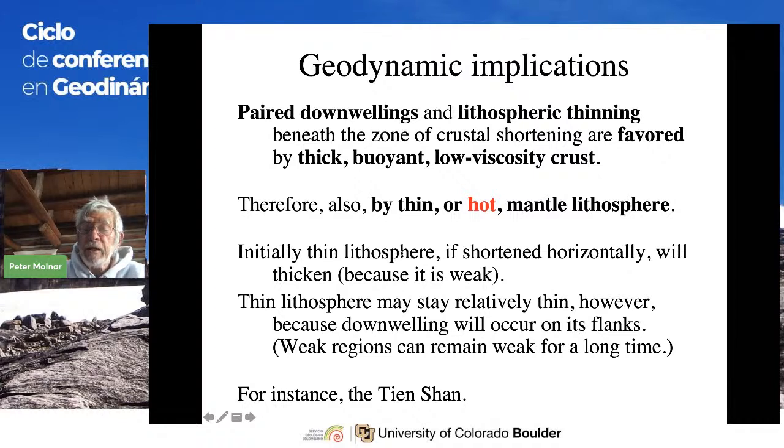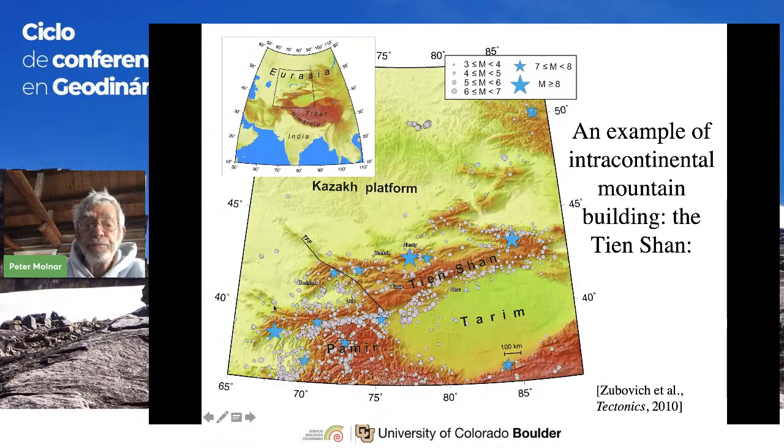So initially, thin lithosphere, if shortened horizontally, will thicken because it's weak. That's the locus of thickening. But thin lithosphere may stay relatively thin because downwelling will occur on the flanks, and the weak regions can remain weak for a long time. So we'll look at the Tian Shan as an example.